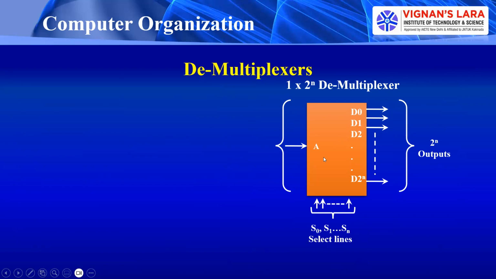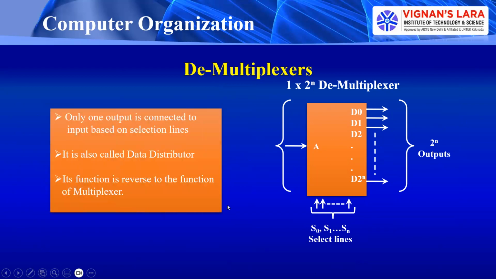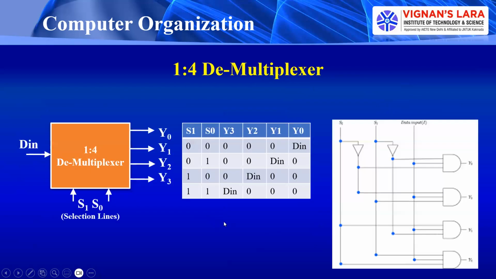The functionality of a demultiplexer is the reverse of the multiplexer. Based on the combination present on the selection lines, we select one of these outputs. This input is directed to that corresponding output. So demultiplexers we generally call data distributors. Only one output is connected to the input based on the selection lines. It is called a data distributor because we are distributing this input among all these outputs. At any instant of time, we select one of these outputs. Its function is the reverse of the function of a multiplexer. Just now I told you.